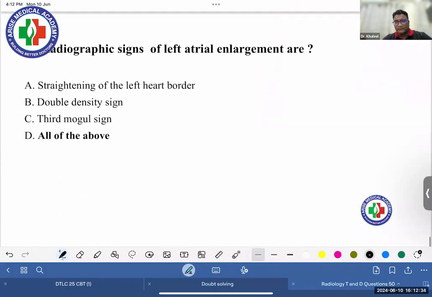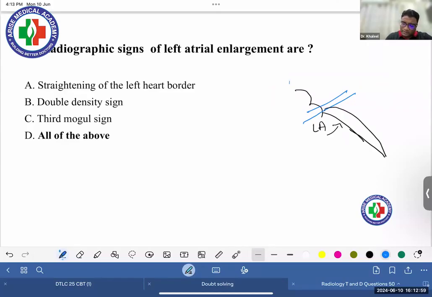Next thing. Radiographic signs of left atrial enlargement. Obviously, when the left atrium enlarges, on the heart border we see the aortic knuckle, pulmonary artery, left auricle. So this left auricle becomes enlarged. There is an enlargement of the left atrial appendage that causes straightening of the left heart border. This causes elevation of the left main bronchus, causing splaying of the carina, called the walking man sign. Splaying of carina, walking man sign. It appears like a walking man.